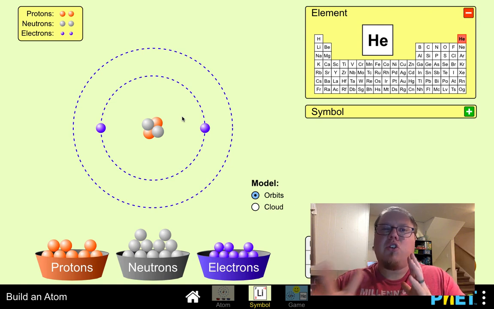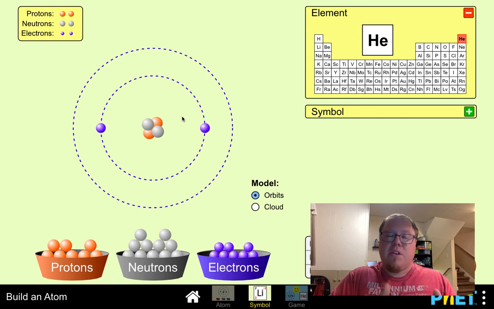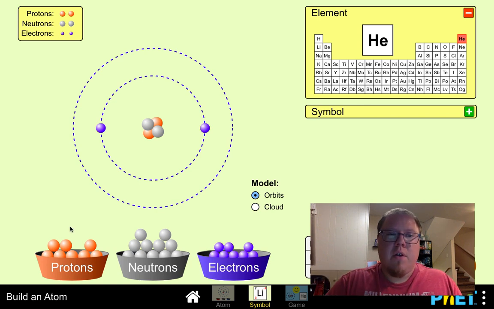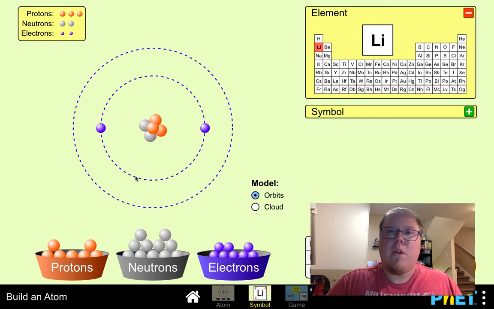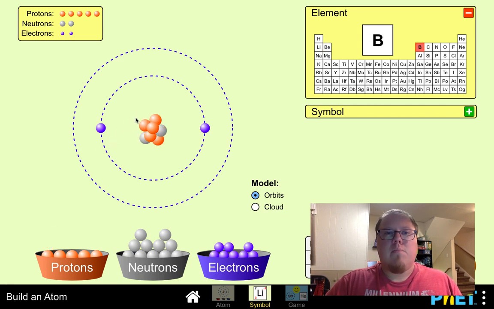All right, so what happens if I change the amounts of protons, neutrons, and electrons here? Well, there are three ways atoms can differ from each other. The first one is different numbers of protons. So if I add another proton, now it is the element lithium. Another proton, it is beryllium. Another proton, it is boron. If I take protons away, it goes back to those original ones.